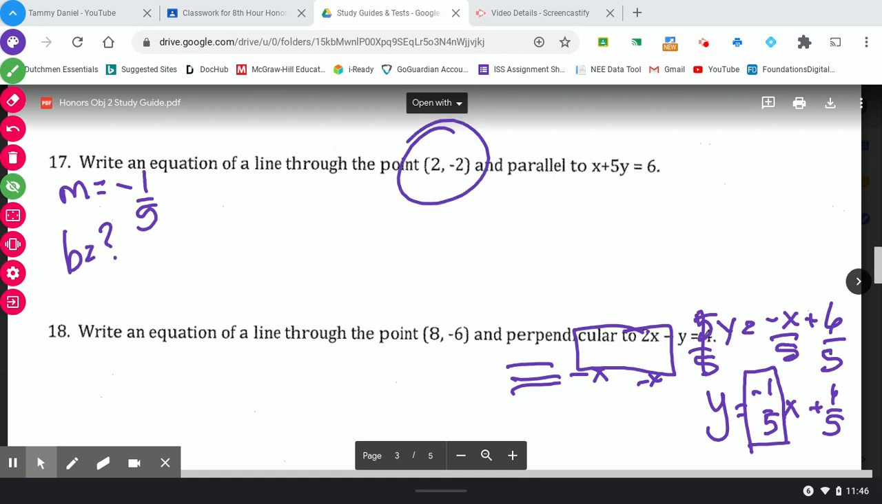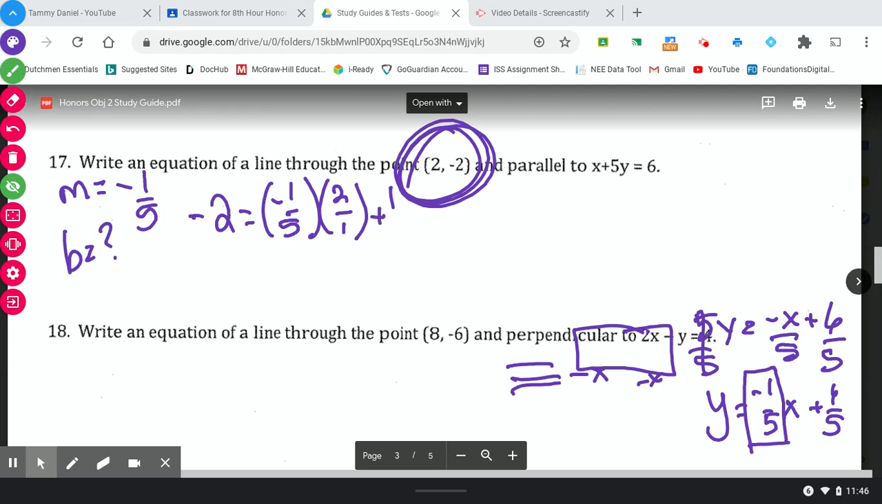Okay, so we use our equation, our point, and we use our slope that we have, our -1/5, and we plug it in. Y is -2 equals m is -1/5. X is 2/1 and plus b. Okay, so when we multiply this straight across on fractions, we get -1 times 2 is a -2. 5 times 1 is 5. So -2/5 plus b. We add 2/5 to both sides.